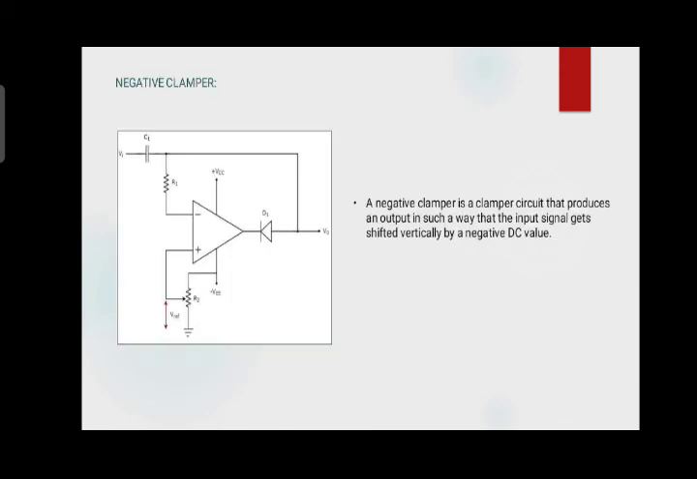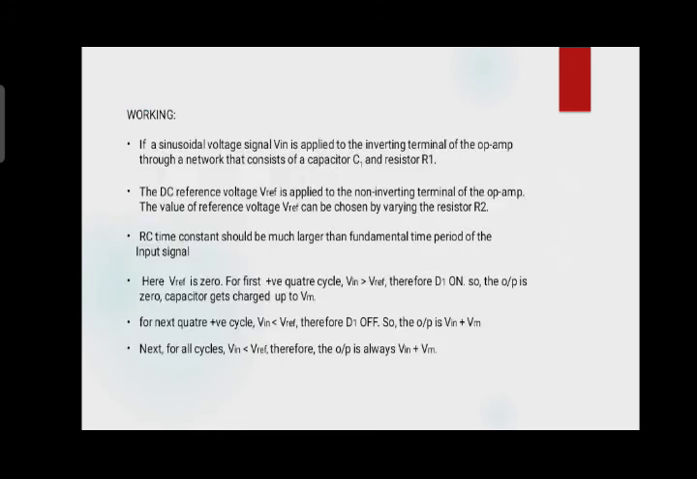This is the circuit of the negative clamper. The negative clamper is achieved by reversing the diode direction from the positive clamper. The negative clamper shifts the input voltage vertically downwards, that is, to the negative DC value. The working of the negative clamper circuit.